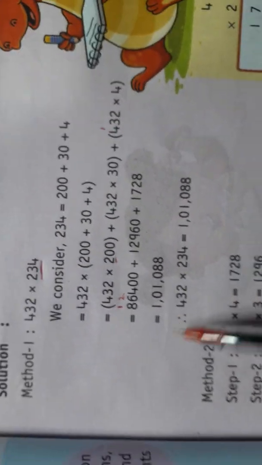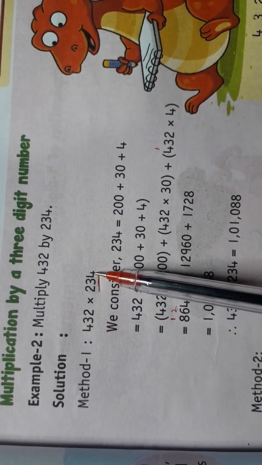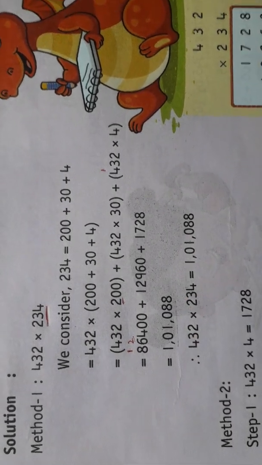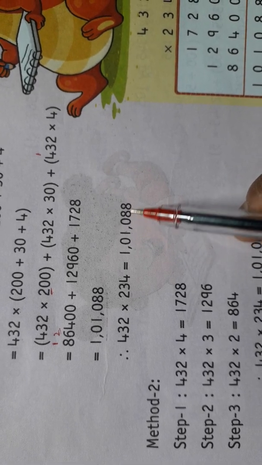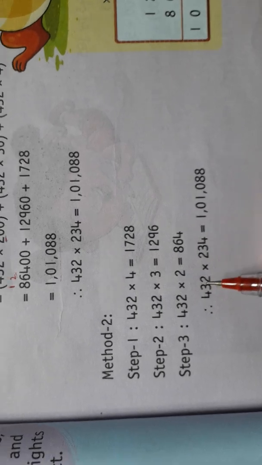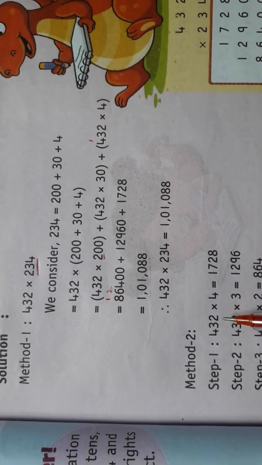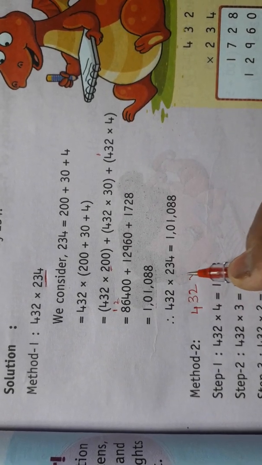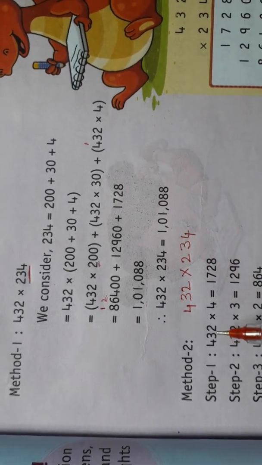So finally 432 into 234 is equal to the answer, that is 1,01,088. Now the second method, children, it is also very easy. Now the first number. So what is the question? 432 into 234 is the sum.